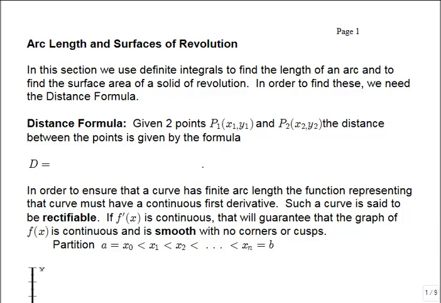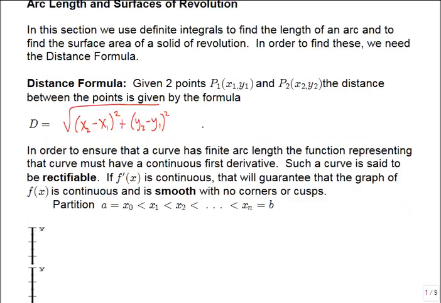So let's recall what the distance formula says. It says given 2 points, P1 (x1, y1) and P2 (x2, y2), the distance between the points is given by the formula d equals the square root of the difference in the x's squared plus the difference in the y's squared. And this just comes from the Pythagorean theorem.